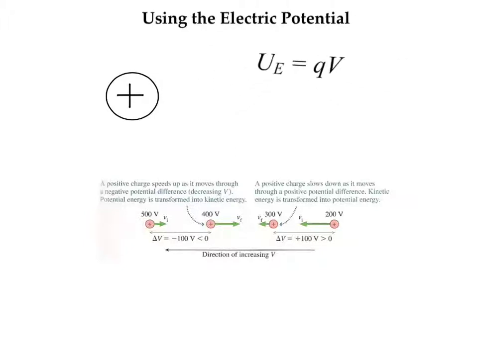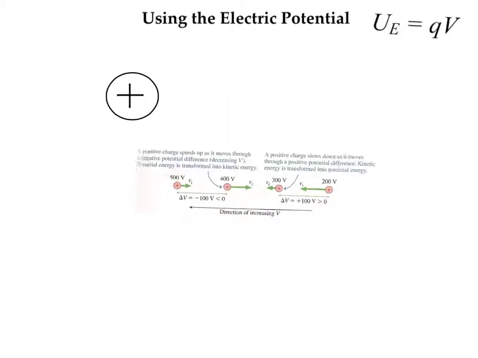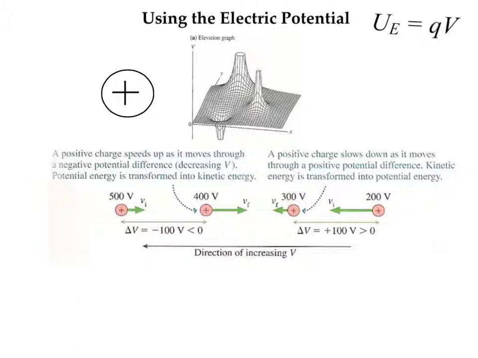Now, because energy is conserved, charged particles either speed up or slow down as they move through a region of changing potential. This figure here illustrates this idea. In it, we have a positively charged particle moving from an area of higher potential to lower potential, and over here it's moving from a lower potential to higher potential. Notice that as our positively charged particle moves from a higher potential to a lower potential, it speeds up. And then as it moves from a lower potential to a higher potential, it slows down.